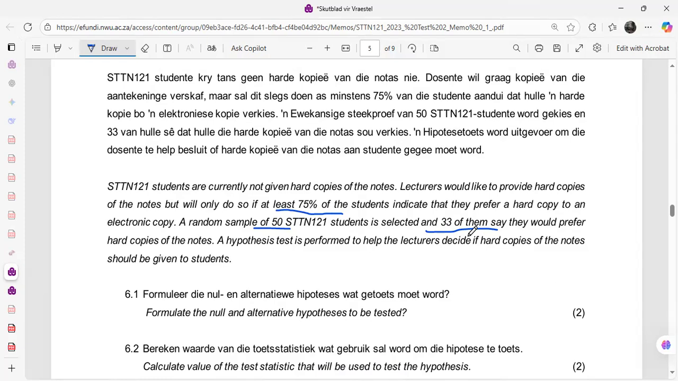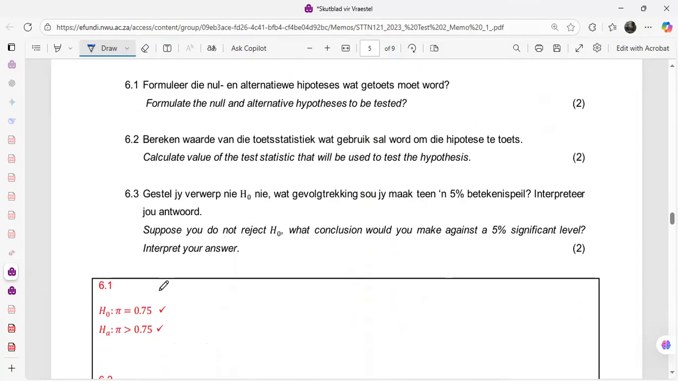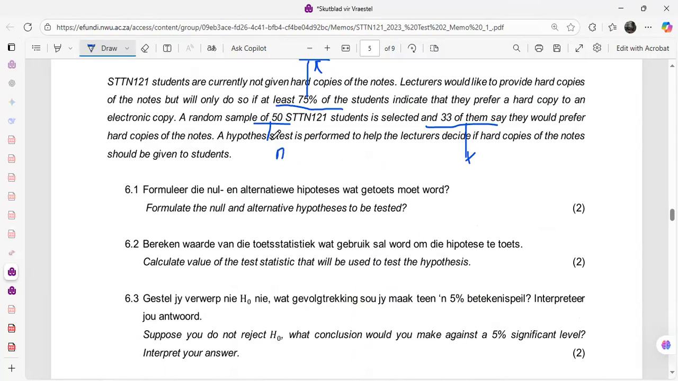A hypothesis test is performed to help the lecturers decide if hard copies of the notes should be given to students. Already you can see you're not given a mean here. So this is X, and this is N, and this is the population proportion, the percentage. When looking at this question, they say at least 75%, greater than, and when it's greater than, 1 minus the probability.